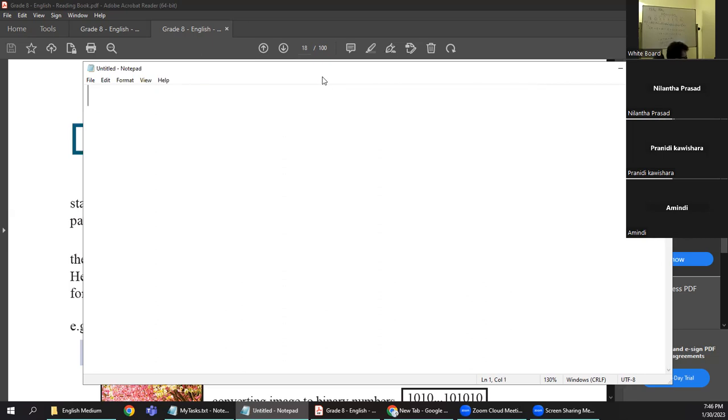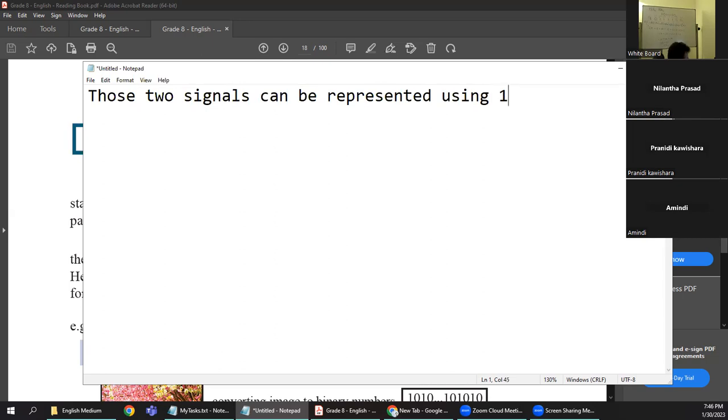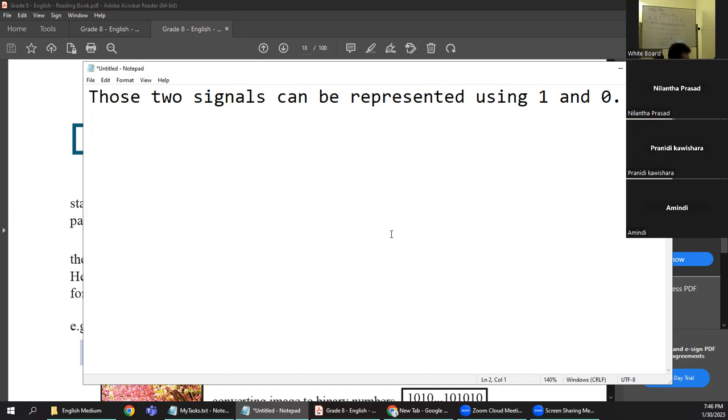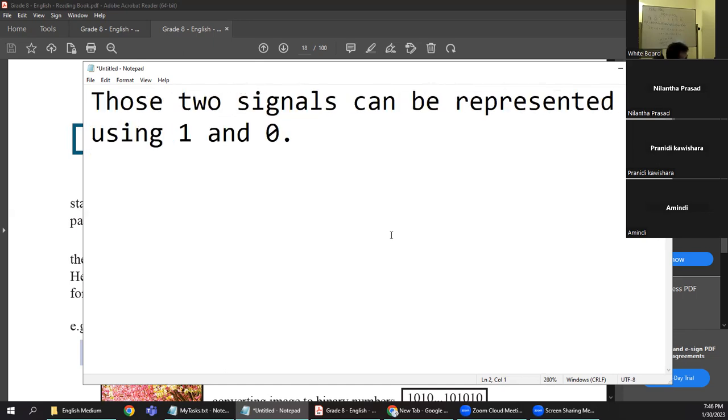Then write down: those two signals can be represented using ones and zeros, using 1 and 0.